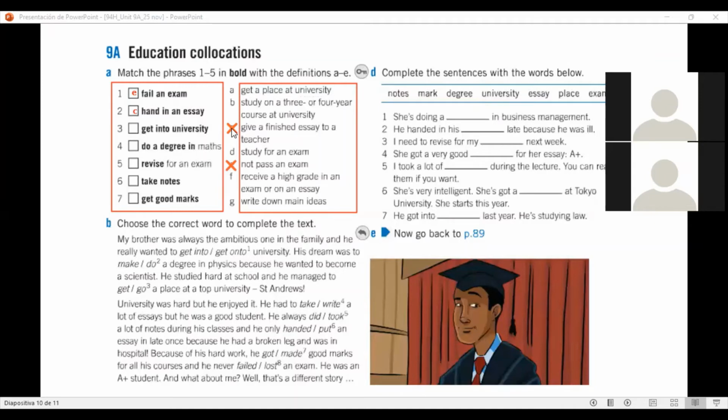Let's continue with the next. Get into university. What would you use? Get a place at university. Good. Get a place. Very good. Letter A, right? Vamos a la letra A. Sí, obtener un lugar en la universidad. Place at university. Do a degree in maths.